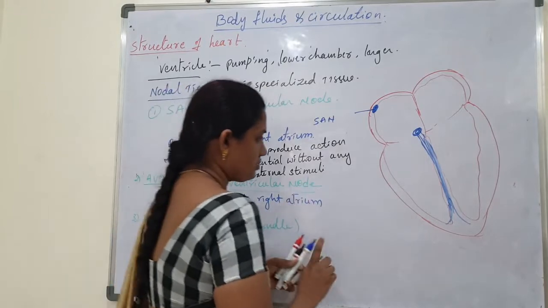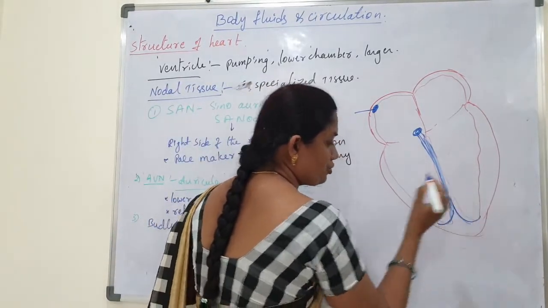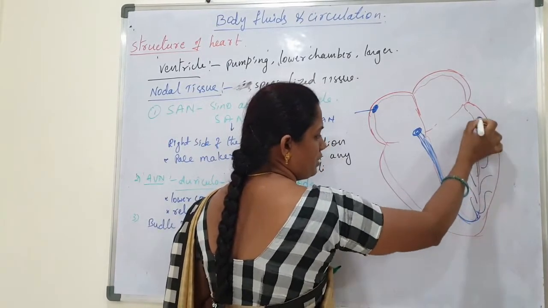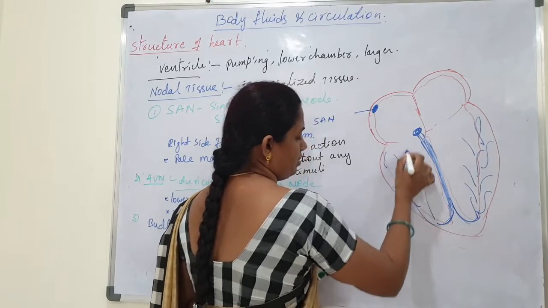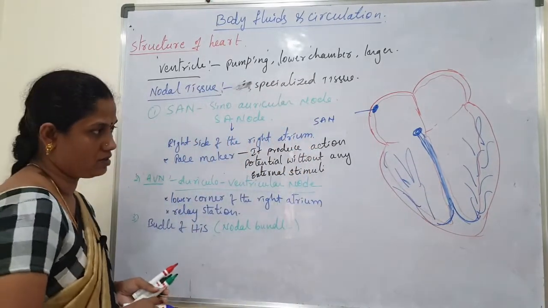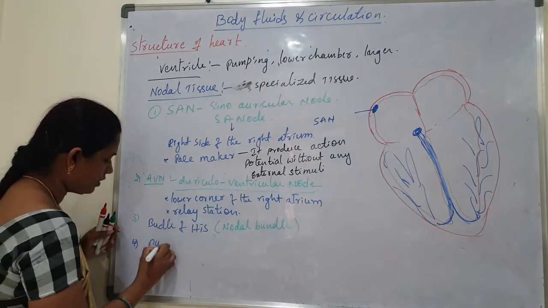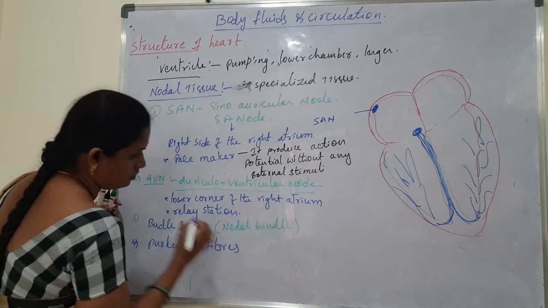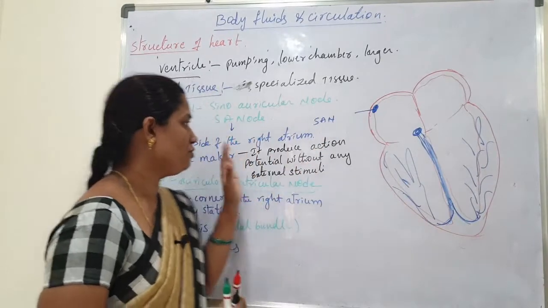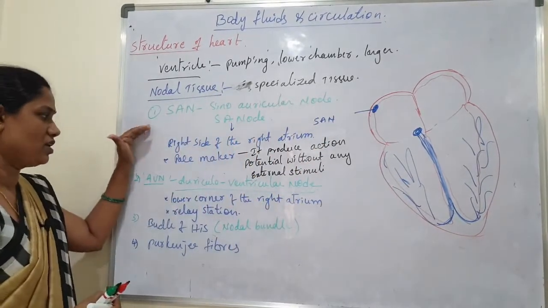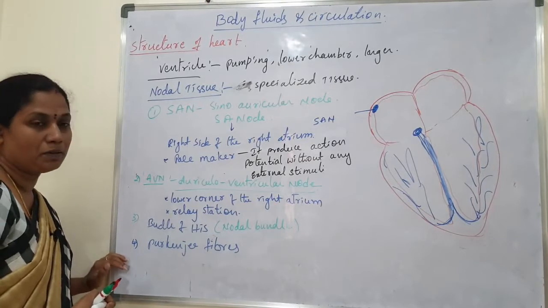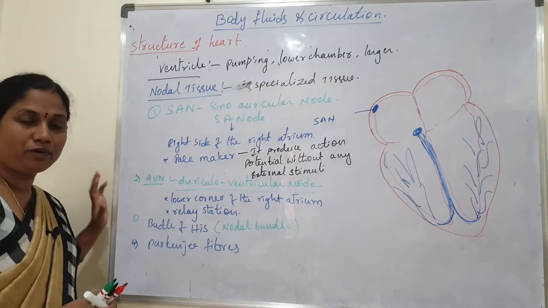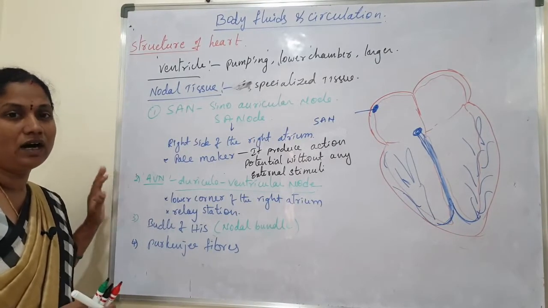Then this nodal bundle divides into two branches. These branches divide into many branches, which spread throughout the wall of the ventricles. These are called Purkinje fibers. These four together are called nodal tissues: SAN, AVN, bundle of His, and Purkinje fibers. They play a very important role in the cardiac cycle, or heart function.